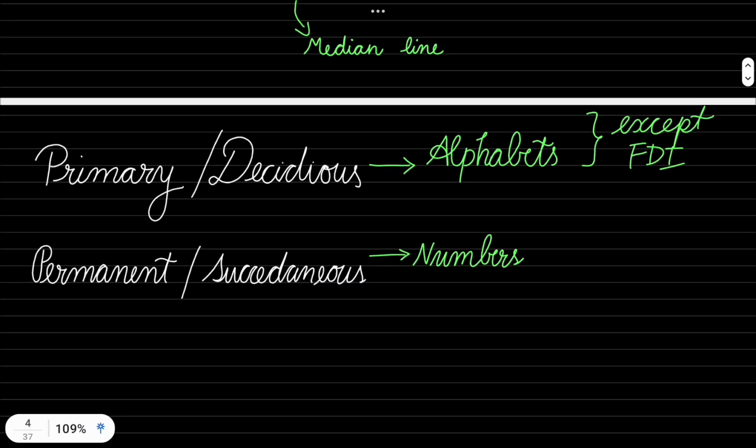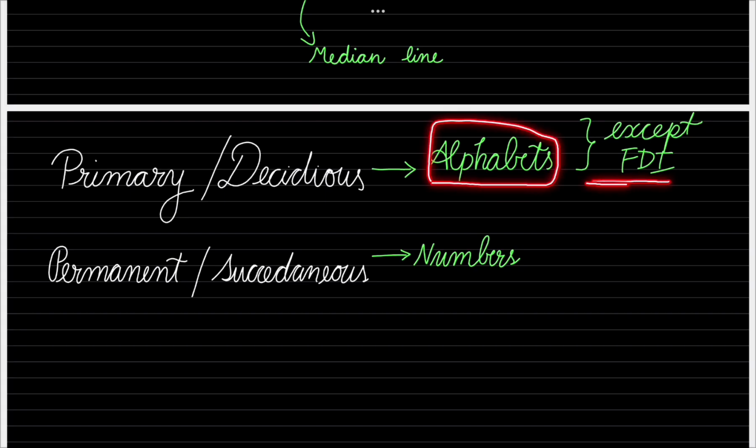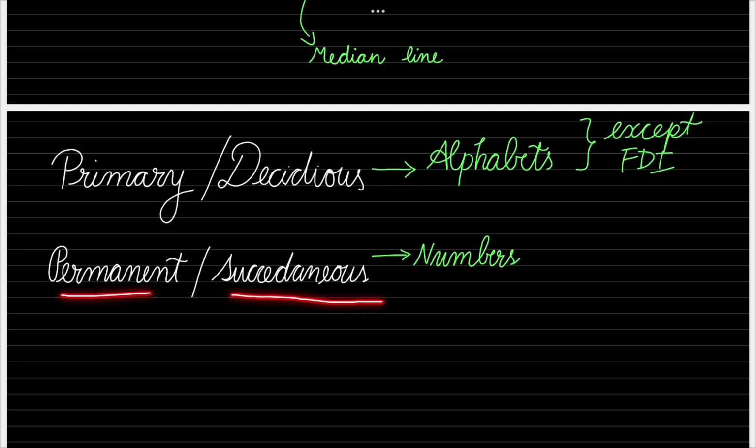The next thing you must keep in mind is that whenever we are writing about the primary or the deciduous teeth, we will always use alphabets except for the FDI system. And whenever we are talking about the permanent or the succedaneous tooth, we will be writing numbers.